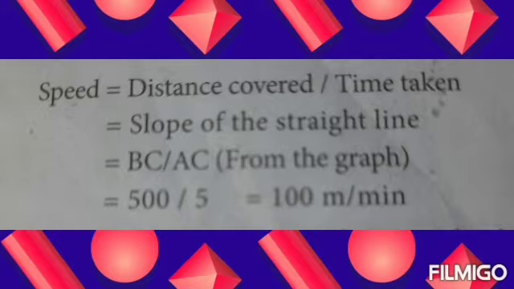So the speed is equal to distance covered divided by time taken. That is the slope of the straight line. So here BC divided by AC. What's the value of BC? 500. Time is given as 5 seconds. So just divide 500 by 5, you will get the value 100. What is the unit of speed? Meter per second is the unit of speed.